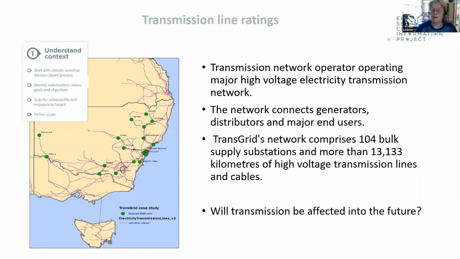So this is the Transgrid transmission network, a network operator that's operating major high voltage electricity transmission network, mainly across New South Wales, but including other states. It includes 104 bulk supply substations and more than 13,000 kilometres of high voltage transmission lines and cables. It's very extensive. So what they want to understand is, will transmission be affected into the future with warming temperatures? So this is the context, all right?